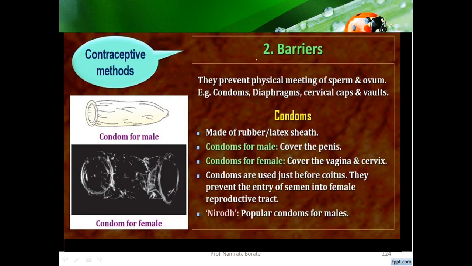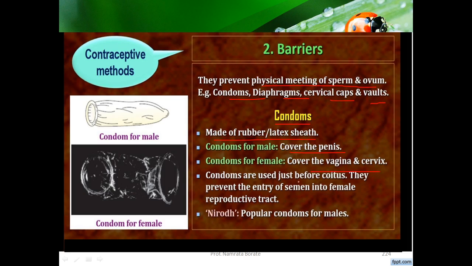The next, second contraceptive is the barrier. This prevents the physical meeting of the sperm and the ovum. For example, it includes the condom, diaphragm, cervical cap and the vaults. The first one is the condom. It is made up of a rubber or latex sheath. In the case of the male, the condom covers the penis, and the condom for female covers the vagina and the cervix.